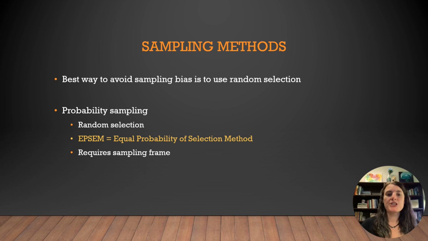First, in order to ensure that every person has an opportunity to be in your study, you have to start with a list of every single person in your population. That list is what we call a sampling frame. It's the starting point for any probability sampling method. If you cannot get a list of everyone in your population, then you will have to do a non-probability method, which we'll discuss in the next video.